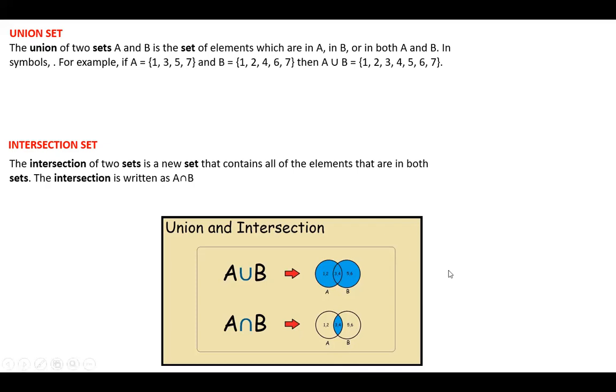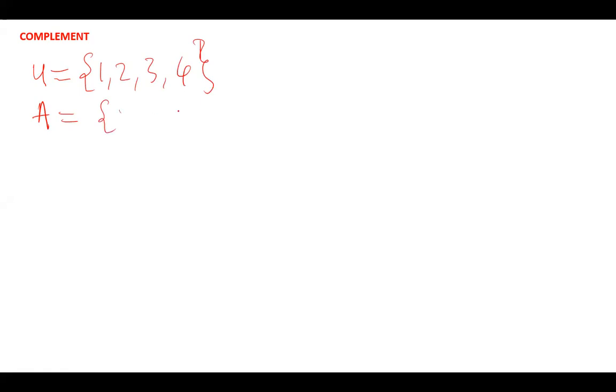So let's move on. Okay, so let's talk about the complement. The complement of a set, if for instance you have set A. Let me start by listing the universal set. You have the universal set which has been given to be maybe 1, 2, 3, 4, and then set A has been given to be maybe 2 and 3.